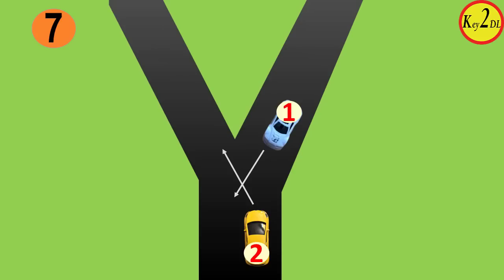Now coming to situation number 7, and this is really important for your theory test. There is a Y-shaped junction, and the right hand rule also applies to roads that do not cross at 90 degrees. So it is not necessary for the roads to intersect at 90 degrees for the right hand rule, or right rule, to apply. So this is also another kind of example where the right hand rule applies.